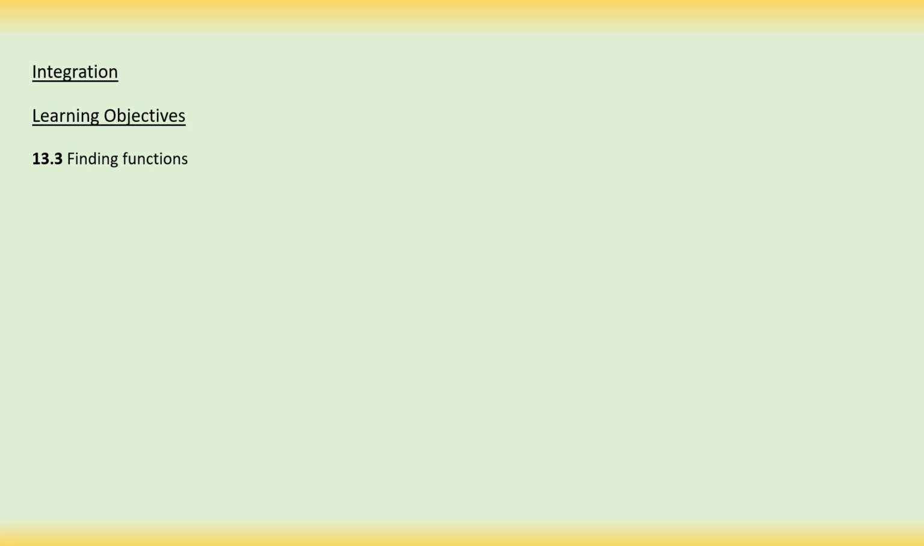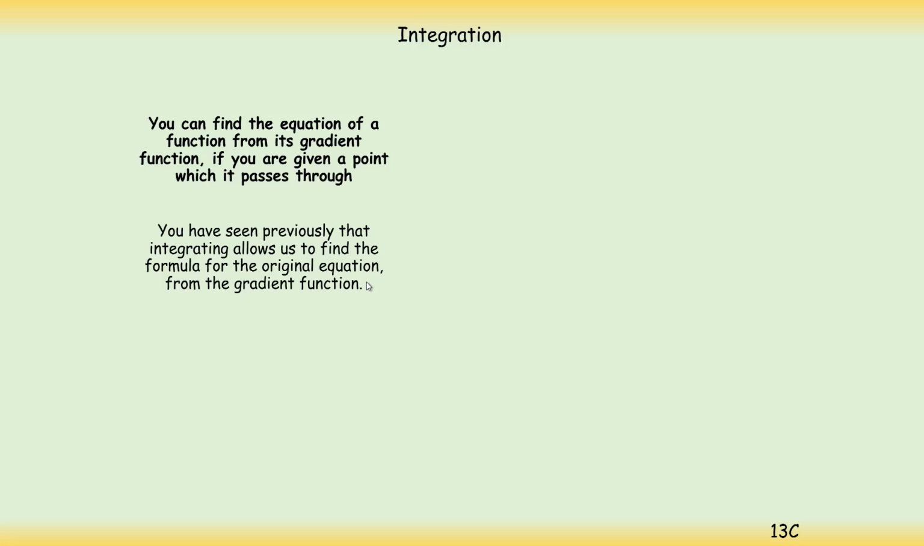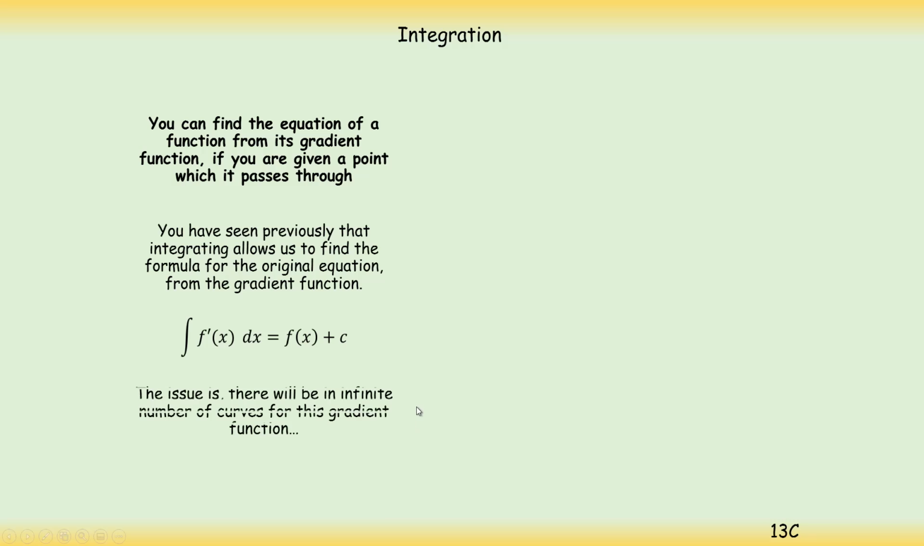So when we say finding functions, what exactly do we mean? Well, when we integrate a function, we get the original function back, but we get a constant as well. And what this constant does is it allows the function to shift up or down the y-axis. So it can take any value whatsoever along the y-axis. Let's have a look at an example.